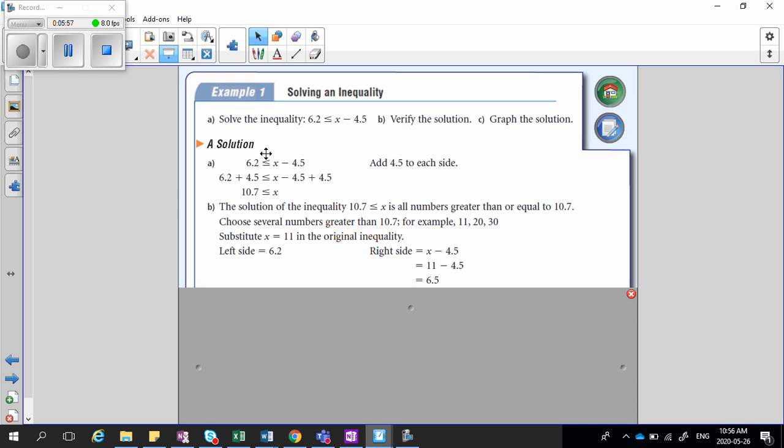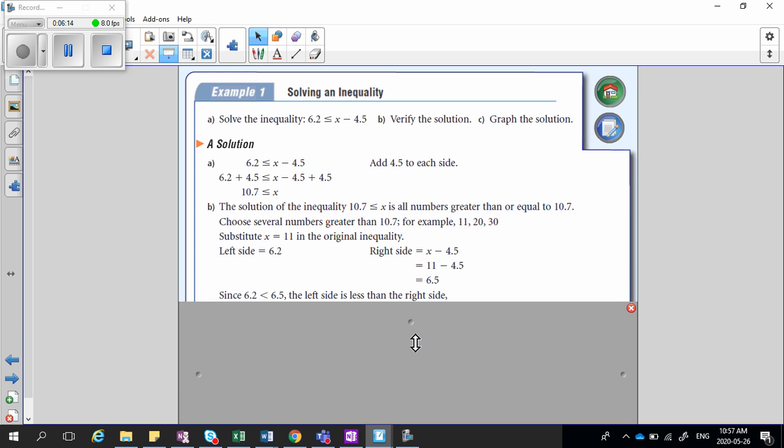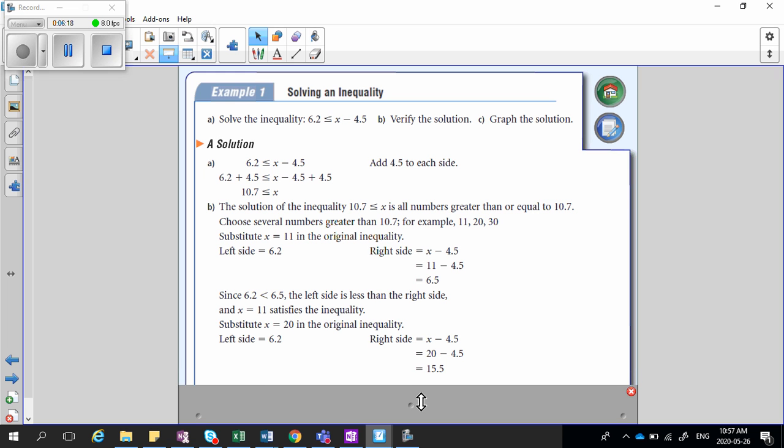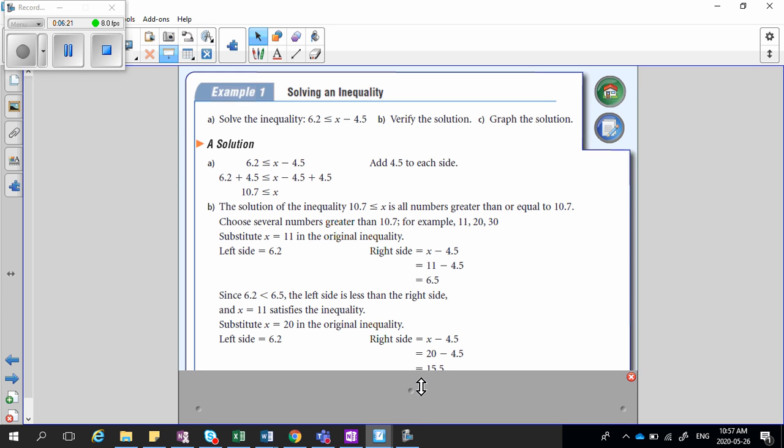6.2. See, 6.2 is the left side. Our right side is x minus 4.5. That's where that comes from. So now we're going to substitute 11 in for x. 11 minus 4.5 equals 6.5. So is 6.5 greater than or equal to 6.2? Yes. So it's correct. You could do it with other numbers too. They're going to show you a bunch of different possibilities.